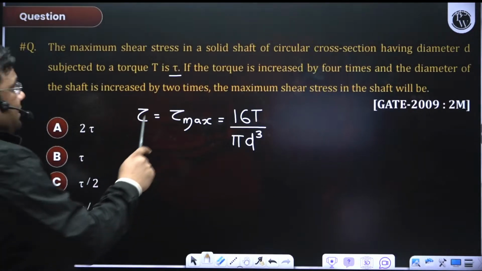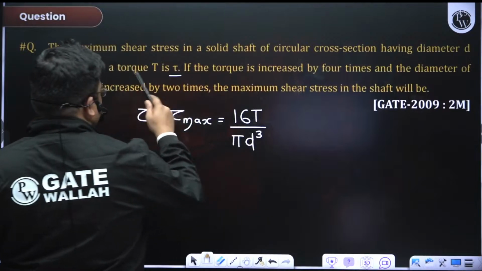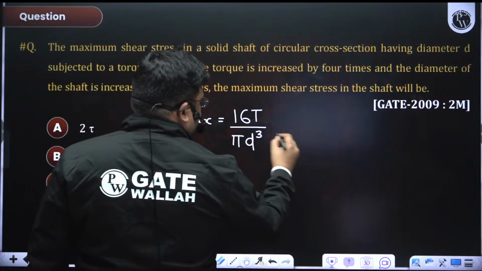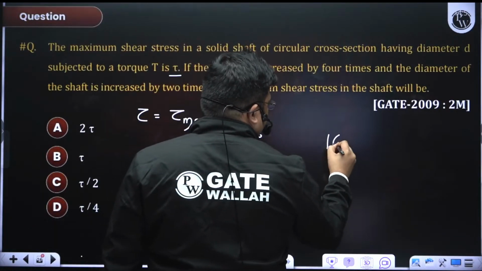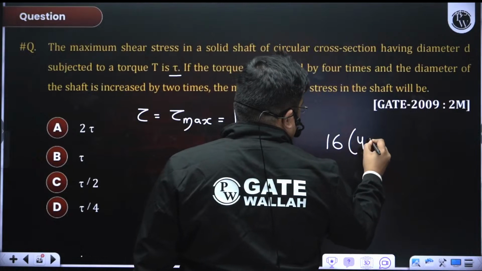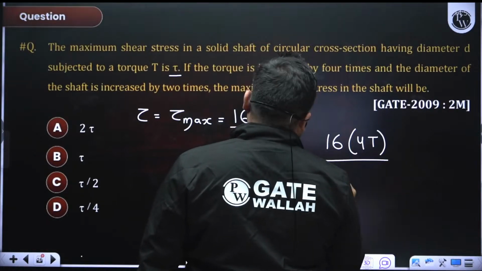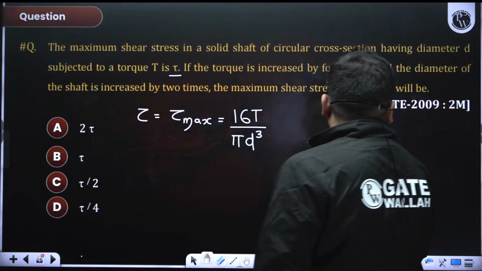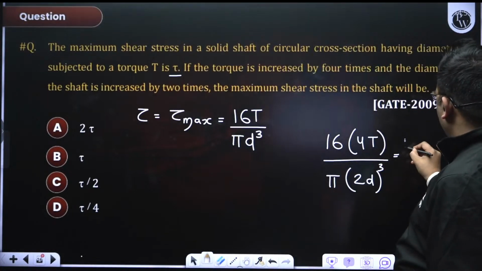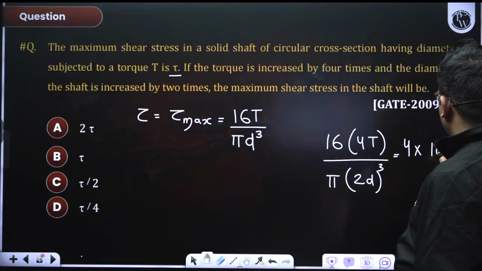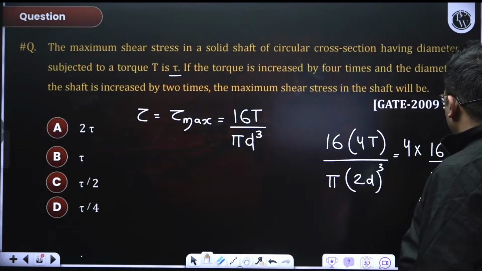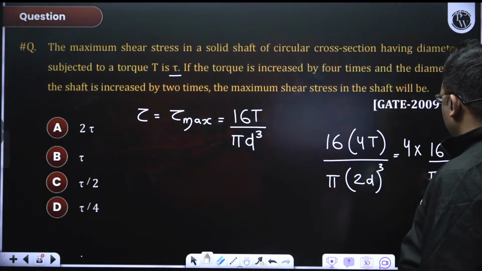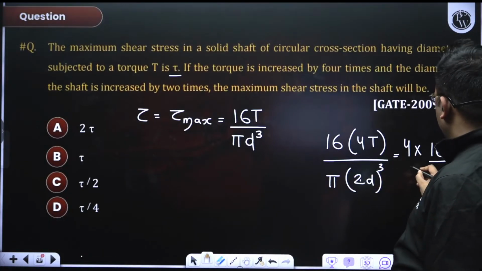Now the torque is increased by 4 times, and the diameter is increased by 2 times. So if we increase the torque by 4 times, it will become 16 into 4T, and diameter by 2 times, so pi (2d) cube. So this will become how much? 4 into 16T by pi d cube, and then you see this is 2 cube, means 8, right?